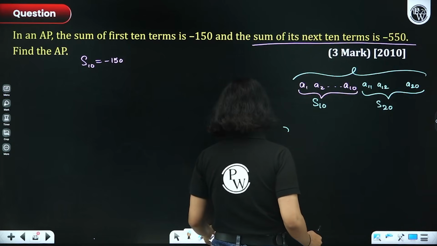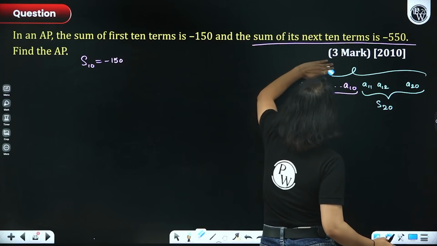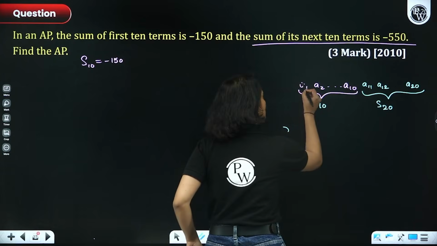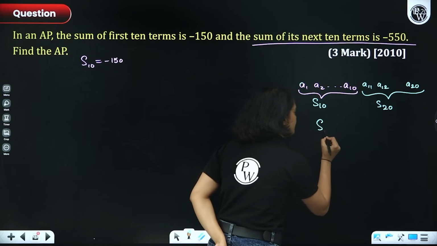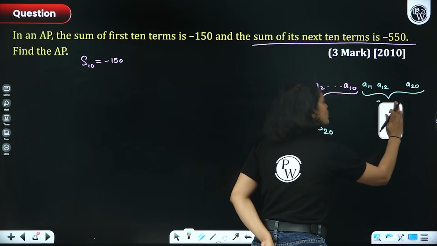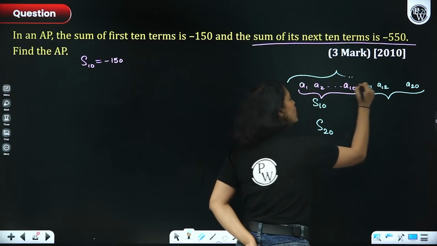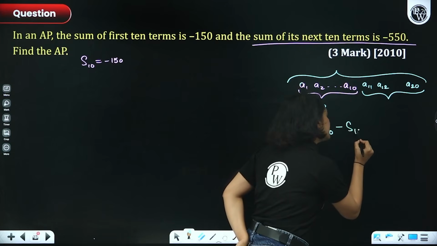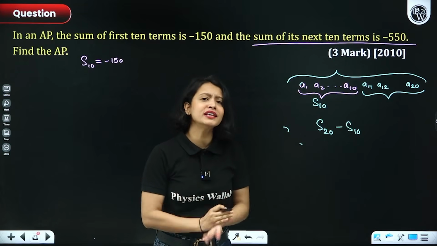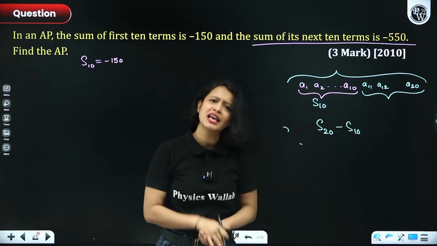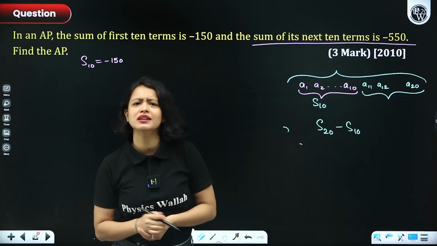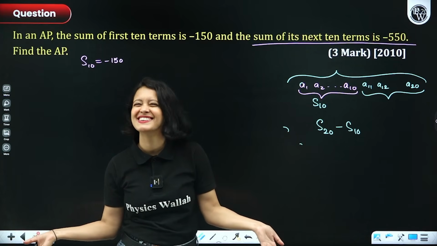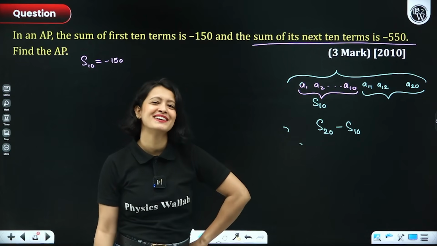So how can I write it, everyone? Let's see. Now let's use common sense. I can't write it as S20, but what I can do is take S20, the sum of all these terms, and from it I can subtract S10. If from the sum of the first 20 terms I subtract the sum of the first 10 terms, won't I get the sum of the next 10 terms? I would, right? That was the important part, guys.